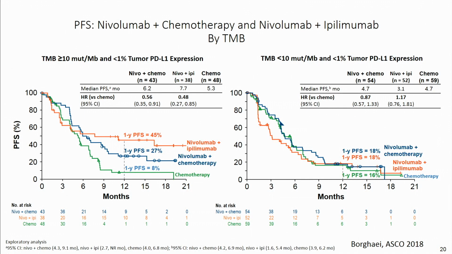And if you look at the outcomes in patients that got Nivo plus Ipi versus Nivo, chemo versus chemo, in the more than 10 mutations per megabase group, definitely nivolumab with chemotherapy was better than chemotherapy, but the data did, in a non-statistical way, favor the immunotherapy combination. But if you had less than 10 mutations per megabase, the curve on the right, it didn't seem like it helped at all over chemotherapy.